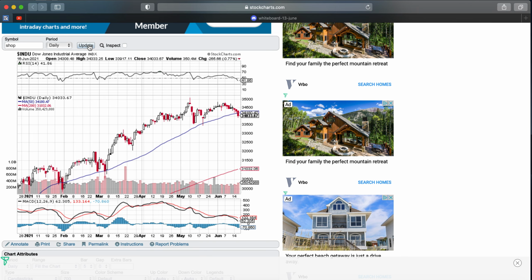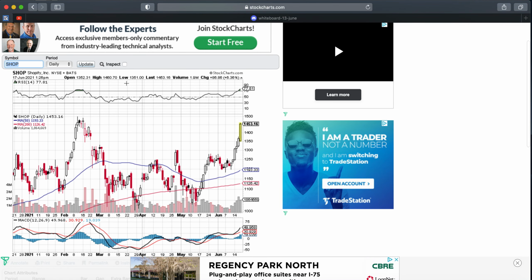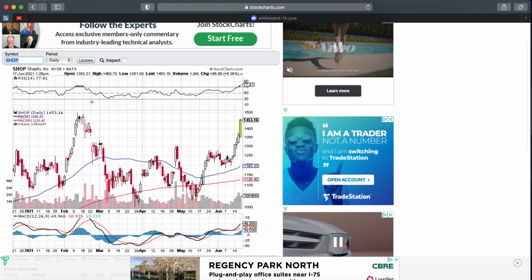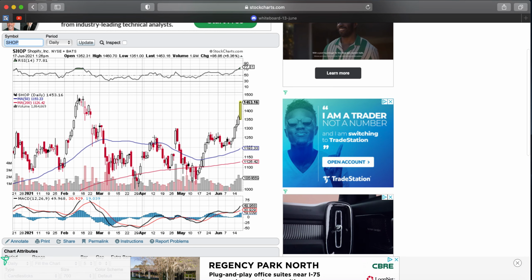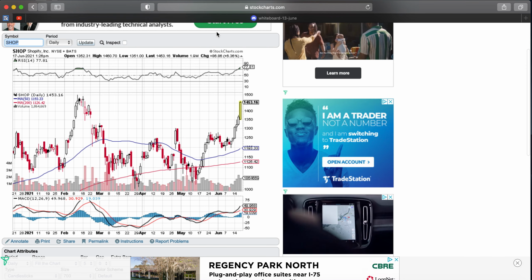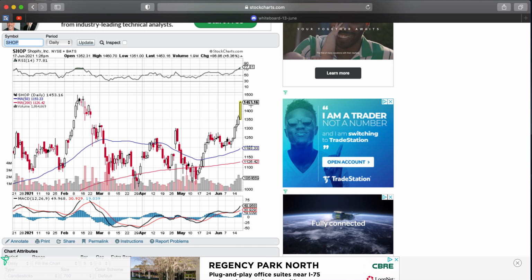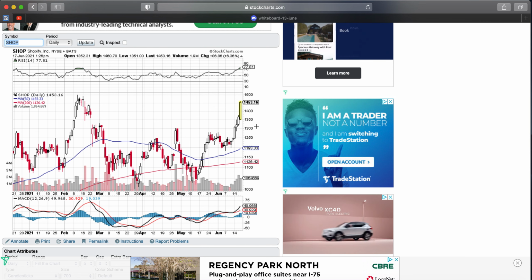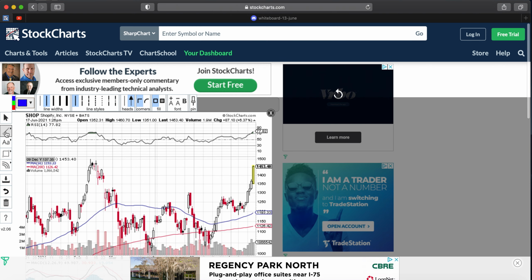Boom. Look at that. Ain't that beautiful? What we got is Shop at $1,453, and the RSI is now hot. Here's the RSI here. You see it's hot. So I expect this to pull back a little bit.